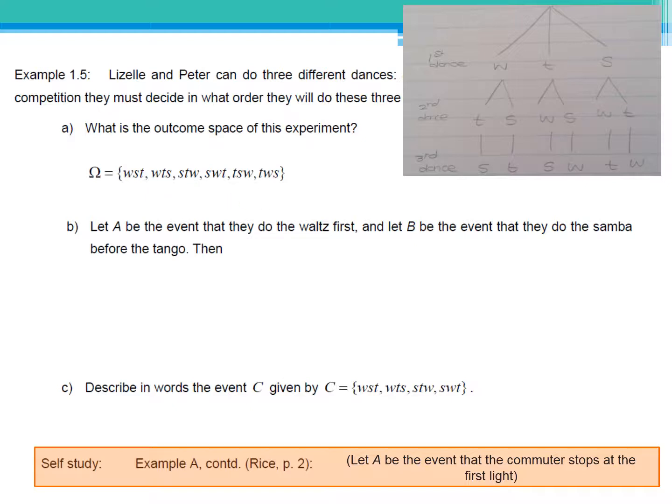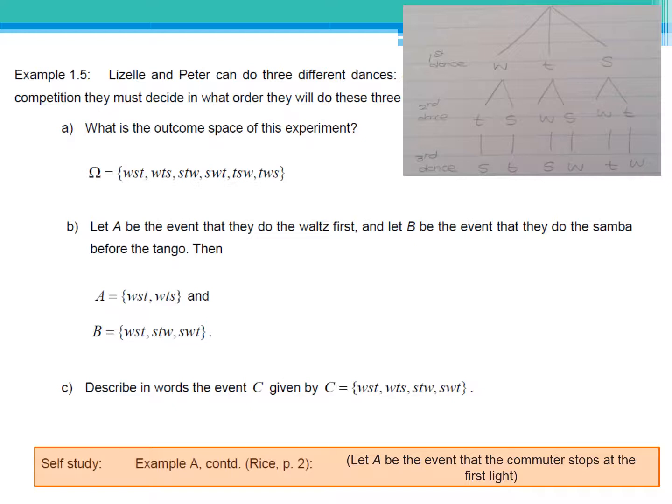Then in question B, they defined event A as the event that they do the waltz first, and let B be the event that they do the samba before the tango. So if we look at the outcomes in event A, we will look at all the outcomes where W was in the first position, and then for B, where S was before T. So it will consist of these 3 outcomes. So S can either be directly before T, like in the first 2 outcomes, or S can be in the first position and T in the third position. So that outcome will also be included.